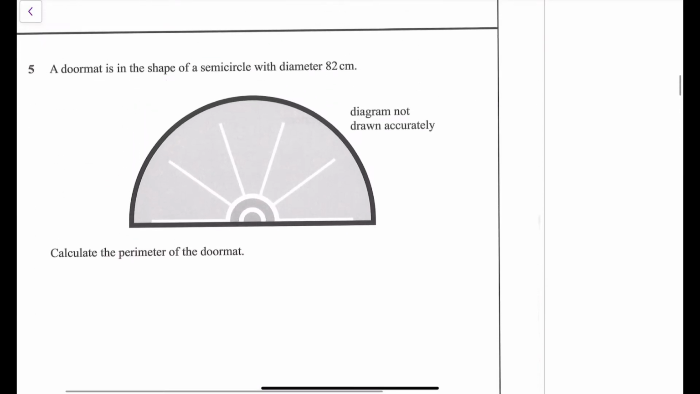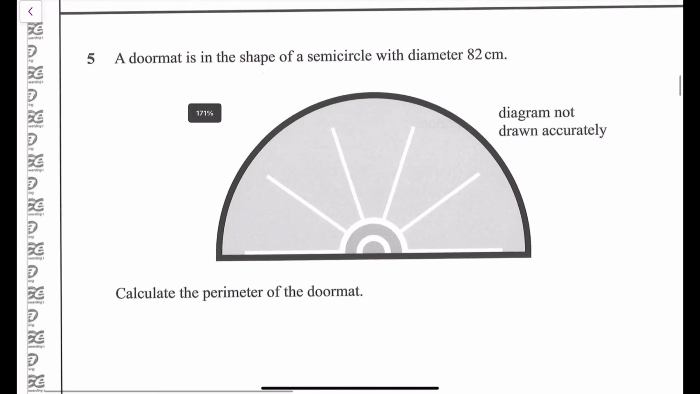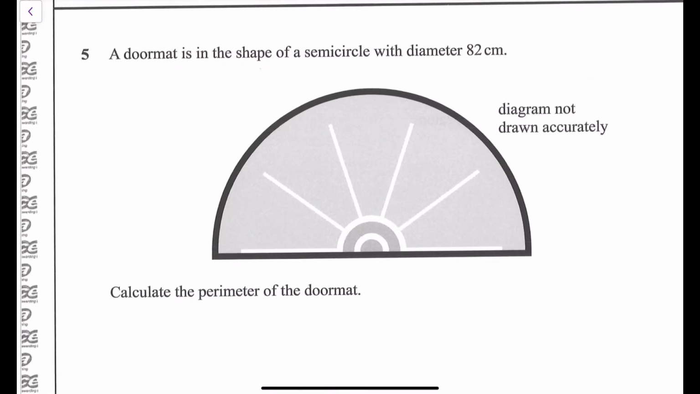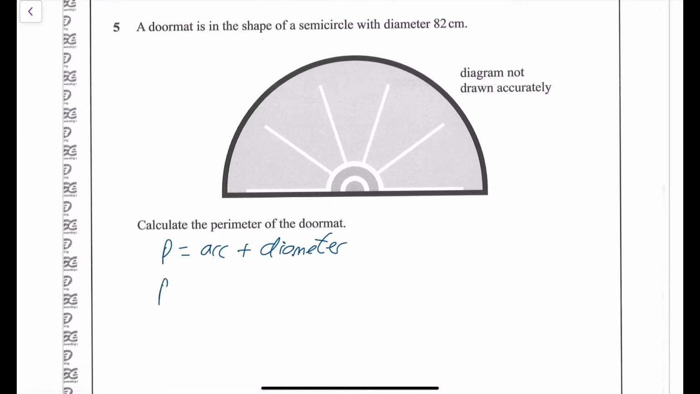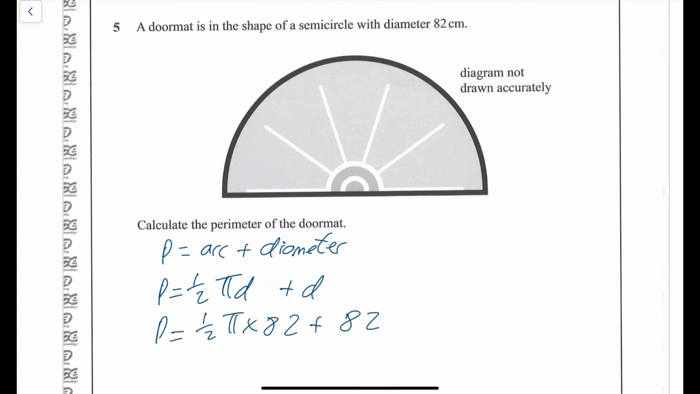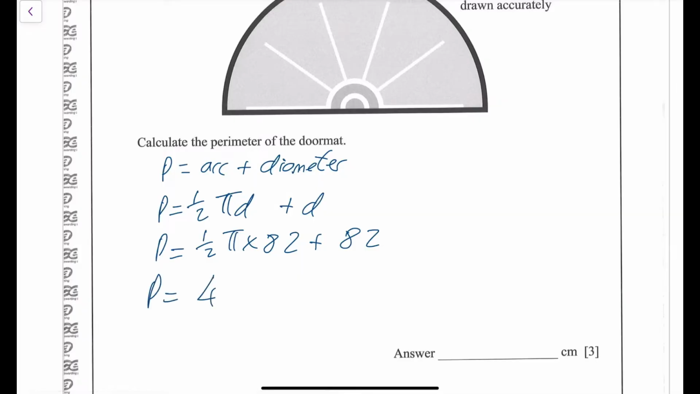Okay, next question says, a doormat in the shape of a semicircle with diameter 82, calculate the perimeter of the doormat. So the perimeter is going to be the arc plus the diameter. So the arc is going to be, that is a half of a full turn. So a half times pi times your diameter plus your diameter. So it's a half times pi times 82 plus your 82, which is going to be, what I'm writing down is an exact value, but I've also given that to 2 decimal places, 210.81, and that's going to be centimetres.